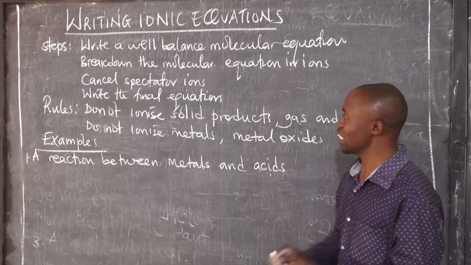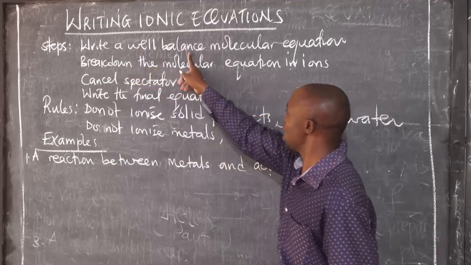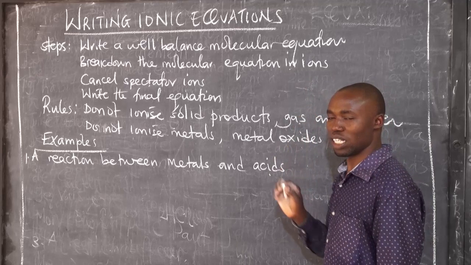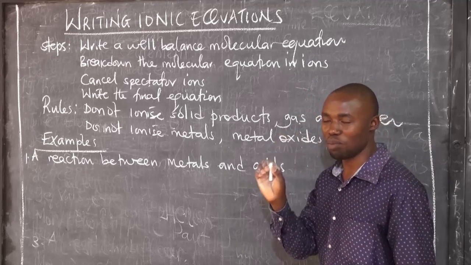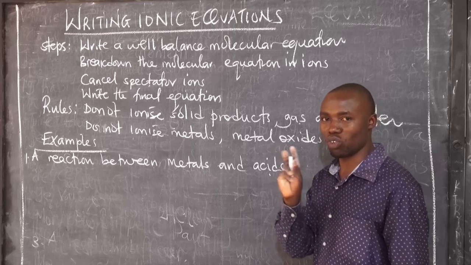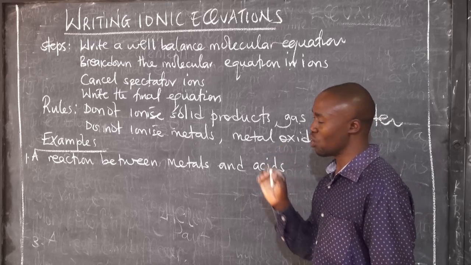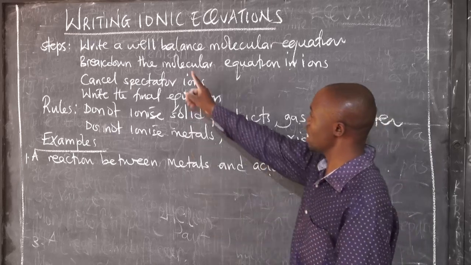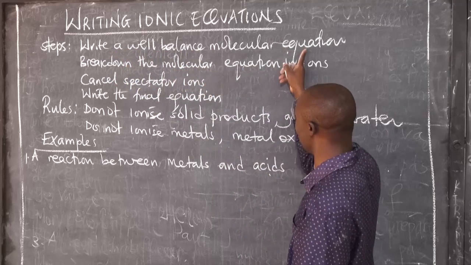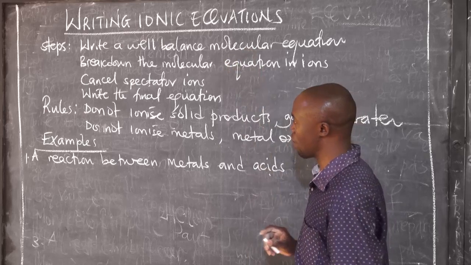Now let us start. Step one, write a well-balanced molecular equation. A molecular equation is what you actually call a chemical equation. Reactions are represented basically by two equations, a word equation and a molecular or chemical equation. We first write a well-balanced molecular equation, which involves symbols and chemical formulas.